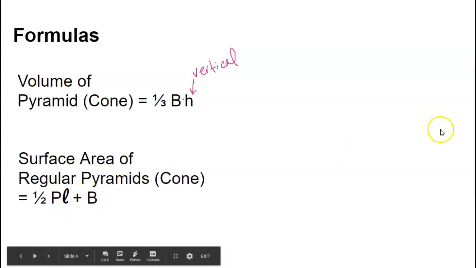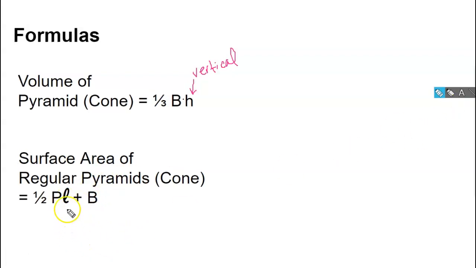I do want to point out that in the surface area formula, however, you do want to use the slanted height and not the vertical height. Because again, we're talking about the surface area, we're talking about those triangles on the side. So we're really interested in the heights of those triangles, not the height of the pyramid. So the slanted height is the height of the triangles, not the height of the pyramid. So for surface area and volume, for cones and pyramids, we have these two formulas.